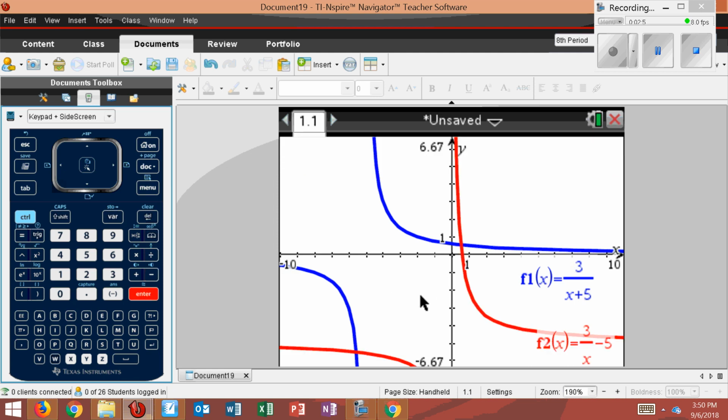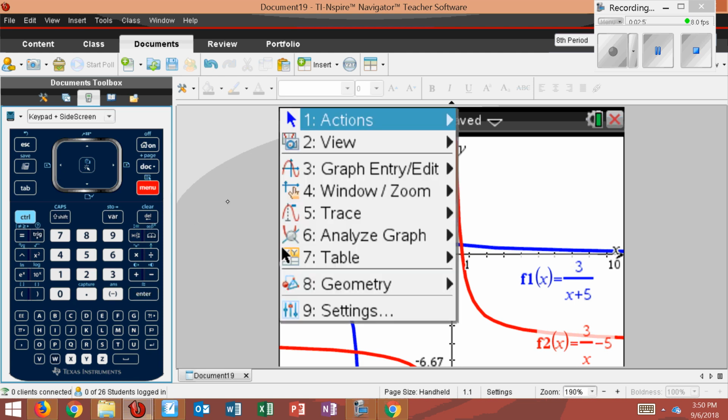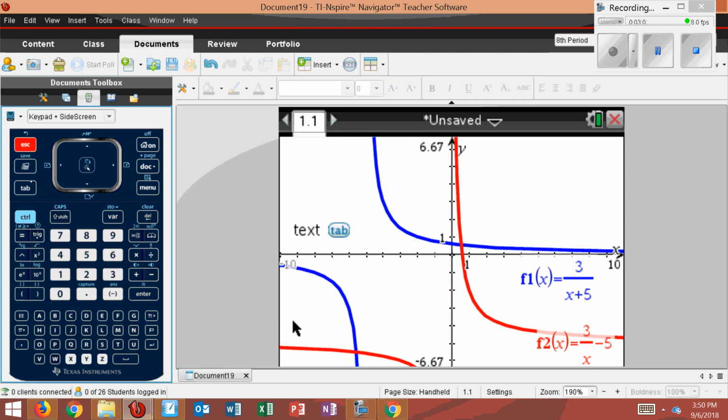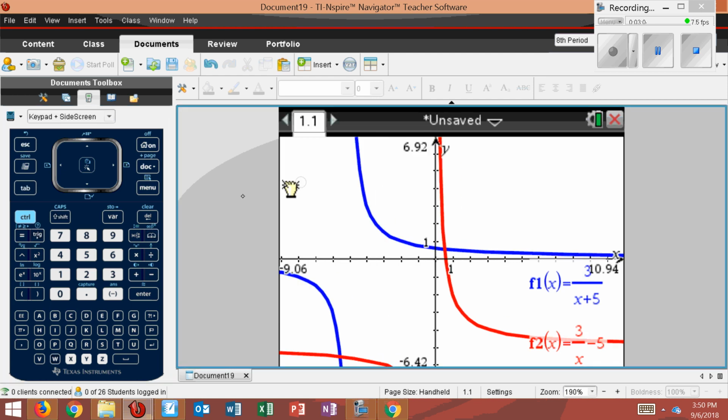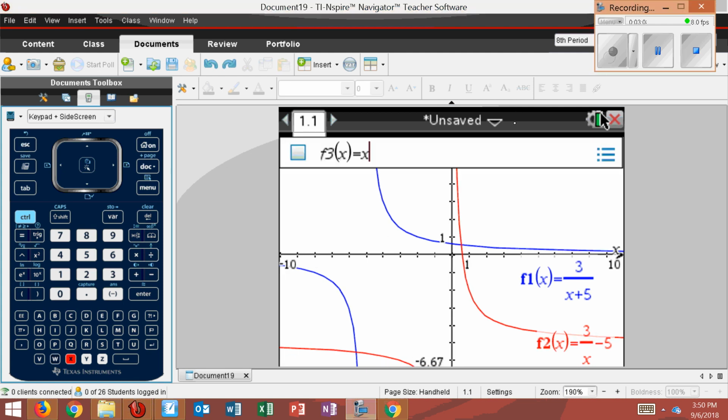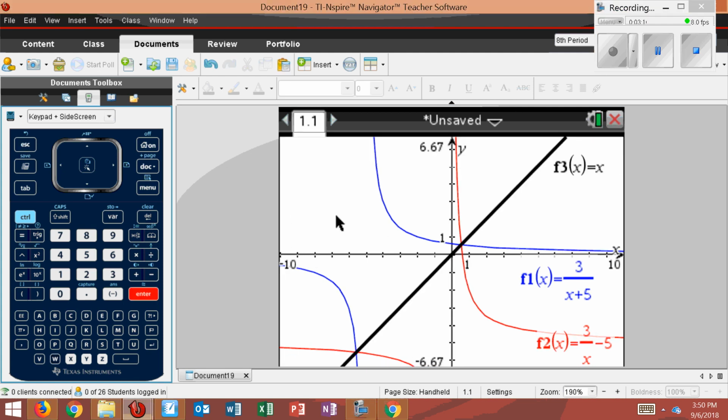Now, how do we know if it's the inverse? We need to see if it reflects on the line y equals x. That's what we want to know. Will it reflect on the line y equals x? Okay, I want to know, will this reflect on the line y equals x? So I'll graph that real quick. And as you look, you can say, man, I can't really tell if it's reflecting perfectly or not.